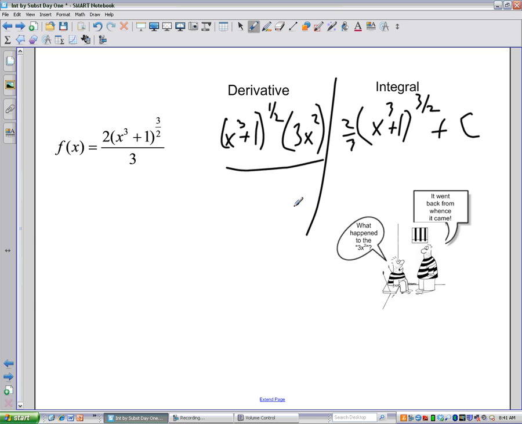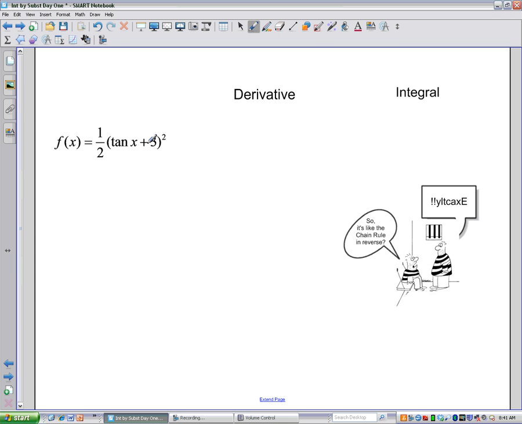Question is, well, what happened to the 3x squared? Well, it showed up because of the chain rule. It goes away because we're working in reverse here, and back from whence it came. Okay, you don't need to draw the cartoons, but you want to have the general idea.